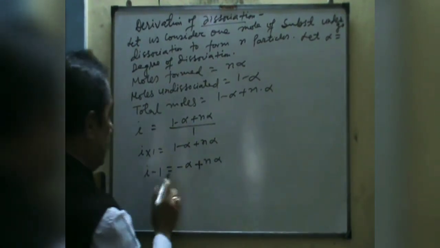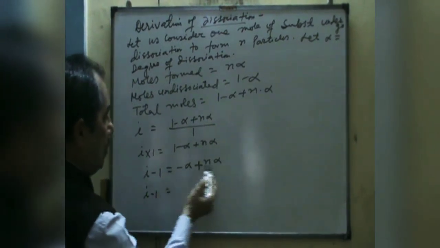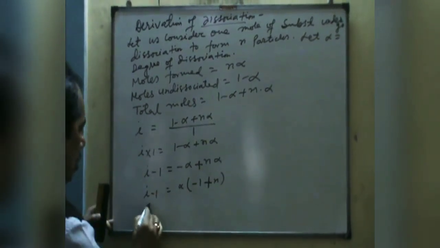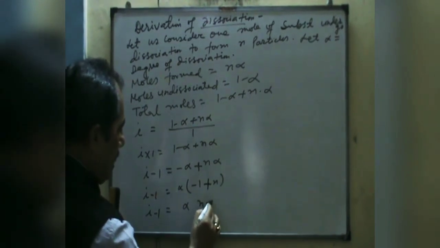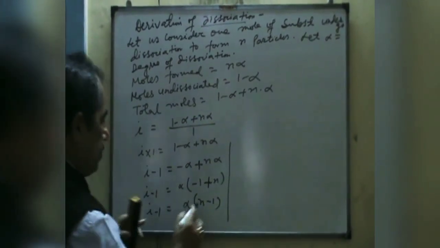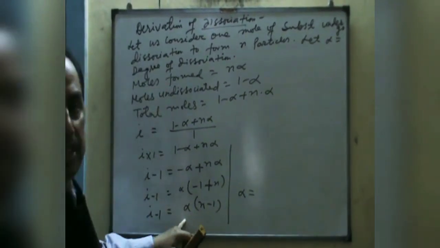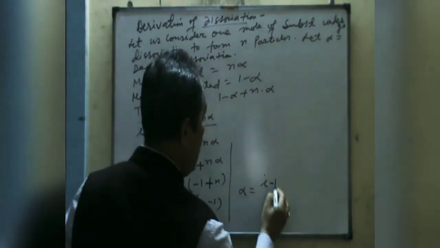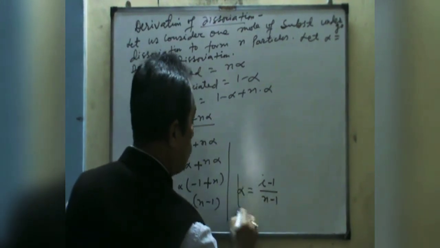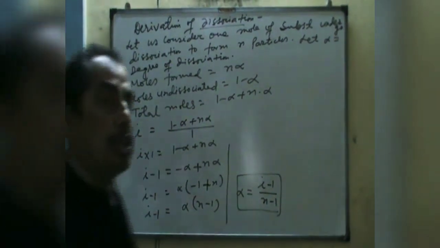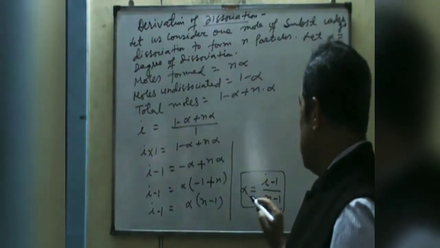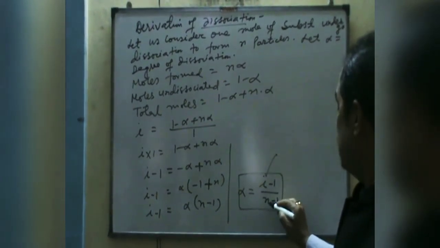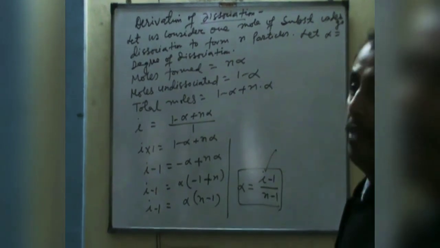So I minus 1 equals minus alpha plus n alpha. Taking alpha common, I minus 1 is equal to alpha into n minus 1. Alpha is the extent of dissociation. So alpha is equal to I minus 1 upon n minus 1. This is the derivation for dissociation. Dear students, alpha is the degree of dissociation, I is the van 't Hoff factor, and n is the number of particles formed after dissociation.